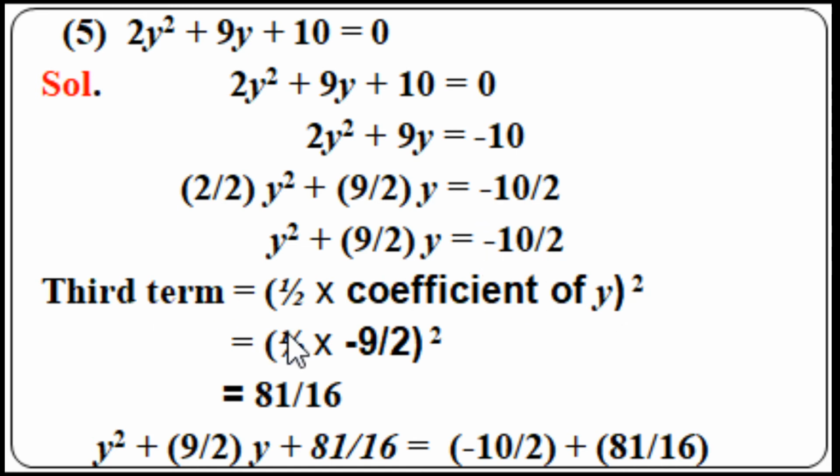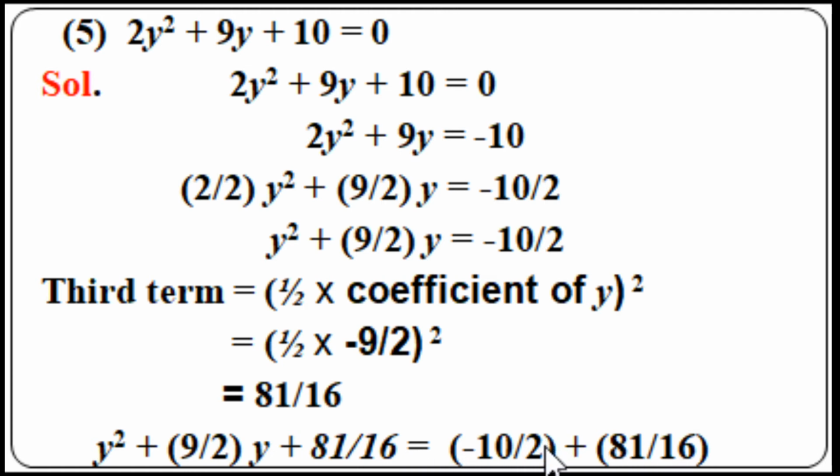So use the formula: third term is equal to half into coefficient of y. 1 upon 2 multiplied by 9 upon 2, we get 9 upon 4. Square of 9 is 81, square of 4 is 16. Add this to both the sides, we get y square plus 9 upon 2 y plus 81 upon 16 is equal to minus 10 upon 2 plus 81 upon 16.